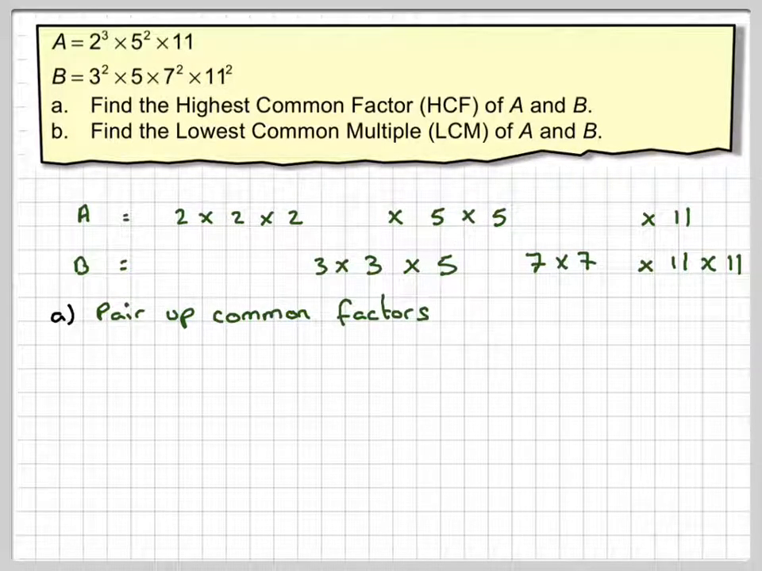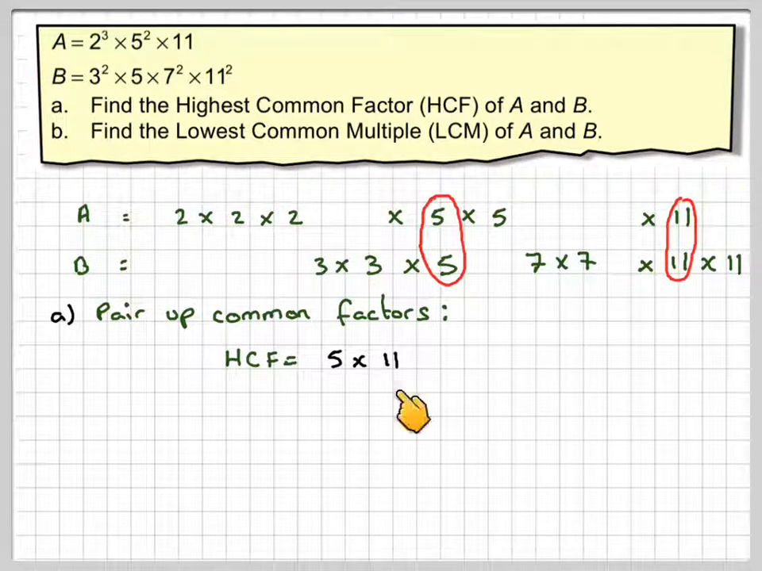We've got 1 here and 1 here. So the HCF will be 5 times 11, which is 55.